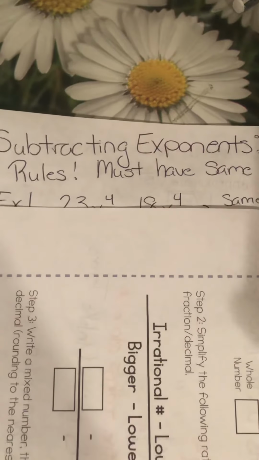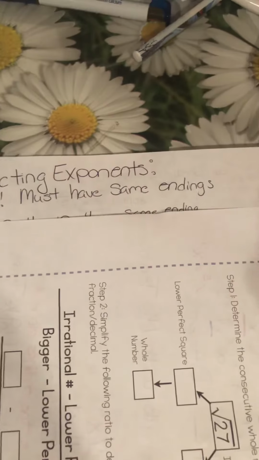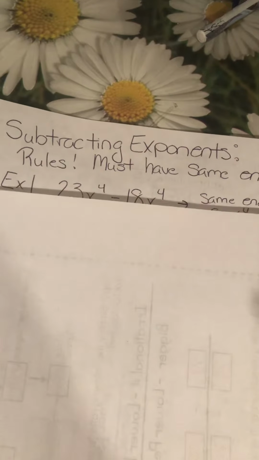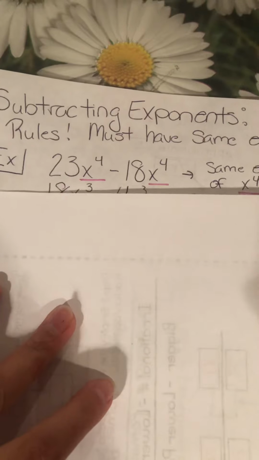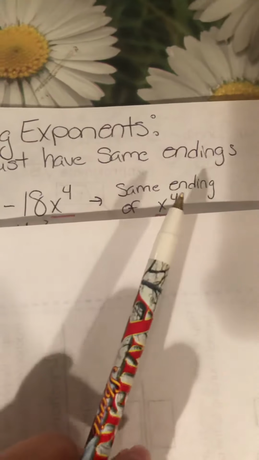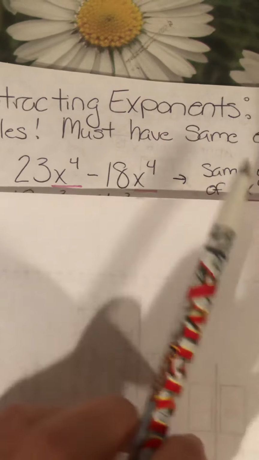All right, now I'm going to teach you how to subtract exponents. So subtracting exponents is kind of the same gist. The rules are you must have the same endings. What I mean by that is exactly what I meant by the addition. So 23x to the fourth minus 18x to the fourth, we can subtract these because they have the same ending of x to the fourth.